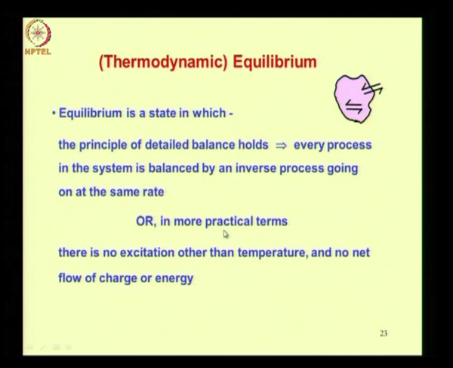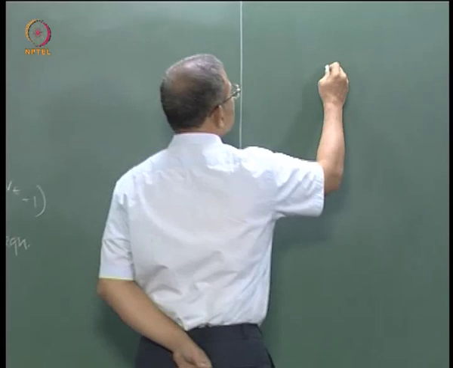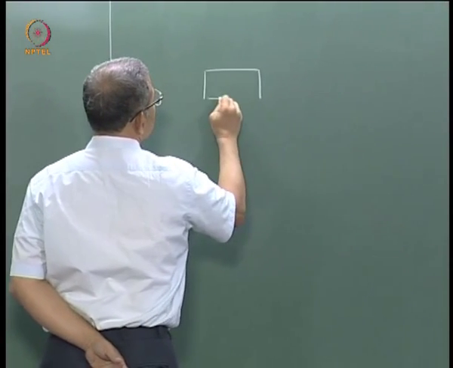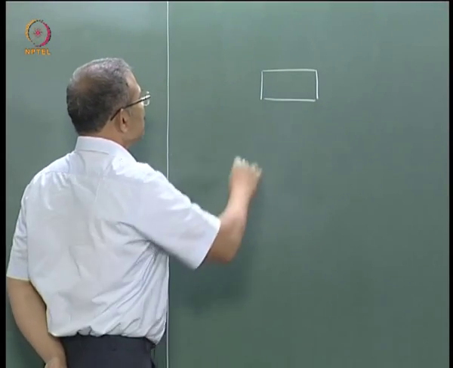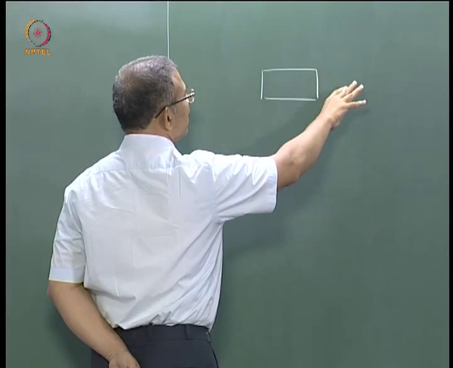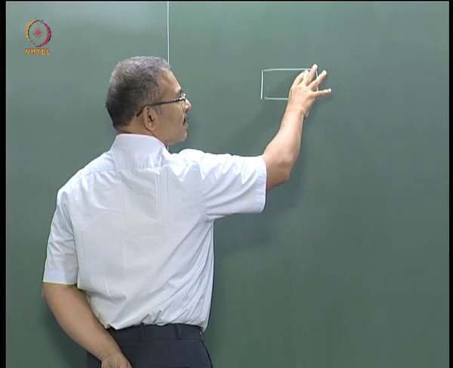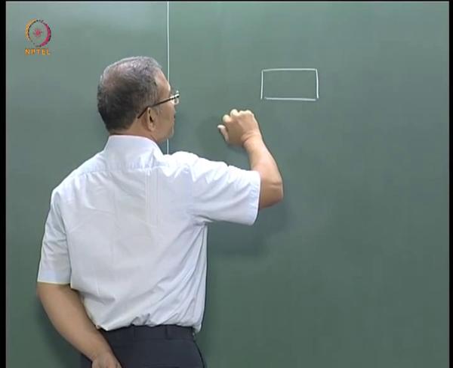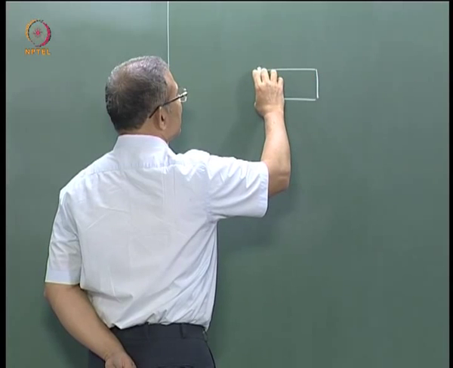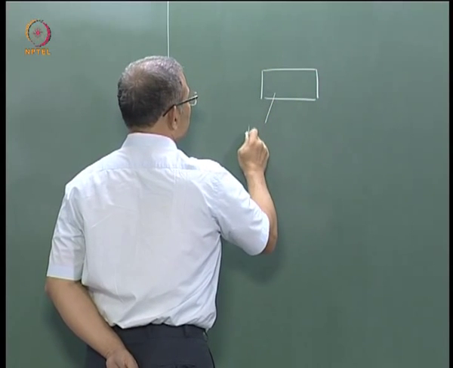In more practical terms, equilibrium is a state in which there is no excitation other than temperature and no net flow of charge or energy. So no excitation other than temperature. So this means, supposing this is our semiconductor, if I am talking about the equilibrium state of this semiconductor, then there is no electric field applied, no magnetic field applied. The only thing that we are applying is a heat source. Further, the heat source should not be such that it creates a temperature gradient. So the temperature has to be uniform.